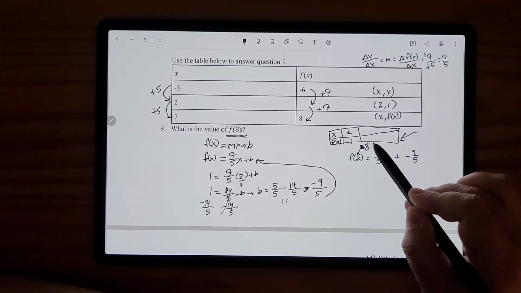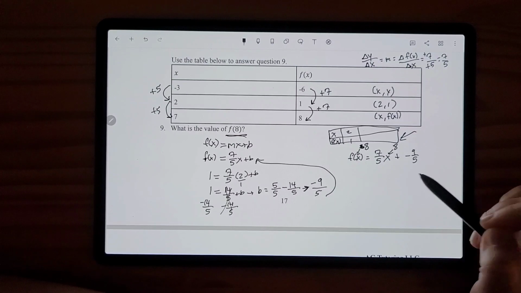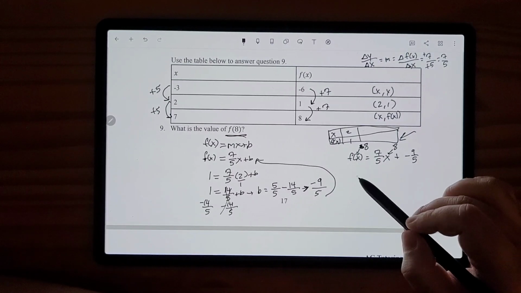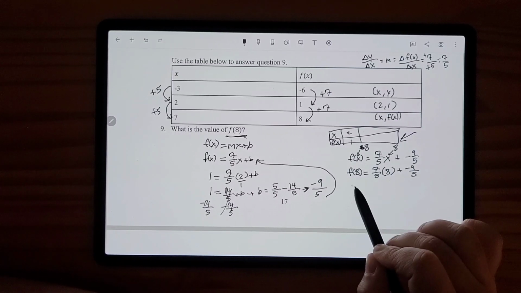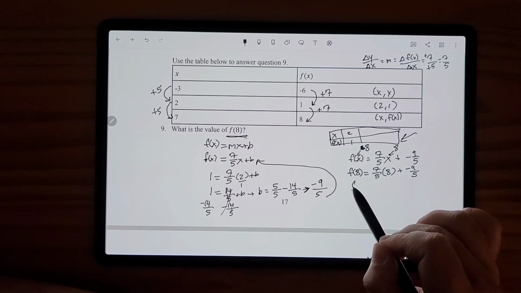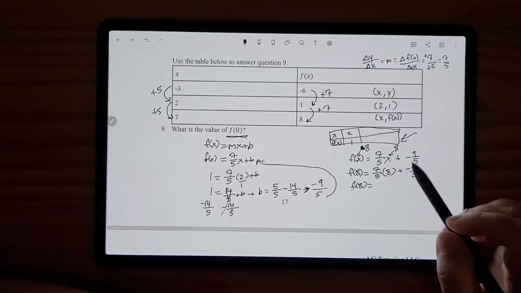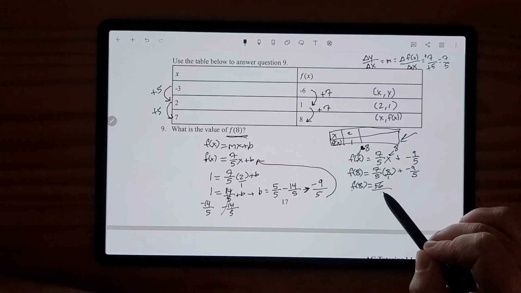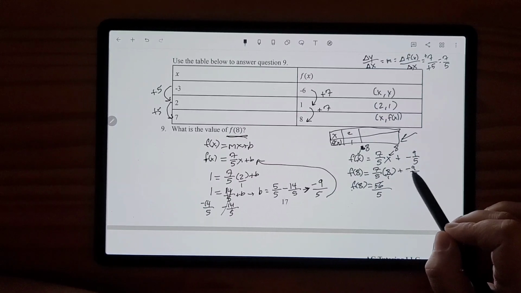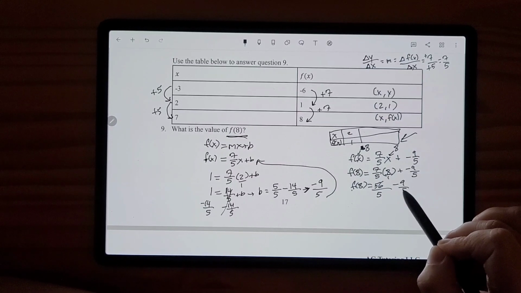Ooh, that was supposed to be an 8. An 8 everywhere that I see an x, and then I'll figure out what f of 8 is. So I rewrote it like that, and now I'm going to say f of 8 equals... I'm going to multiply these, so this is the same thing as 8 over 1, so 7 times 8 is 56, 5 times 1 is 5, and then plus a minus is just minus, so minus 9/5.